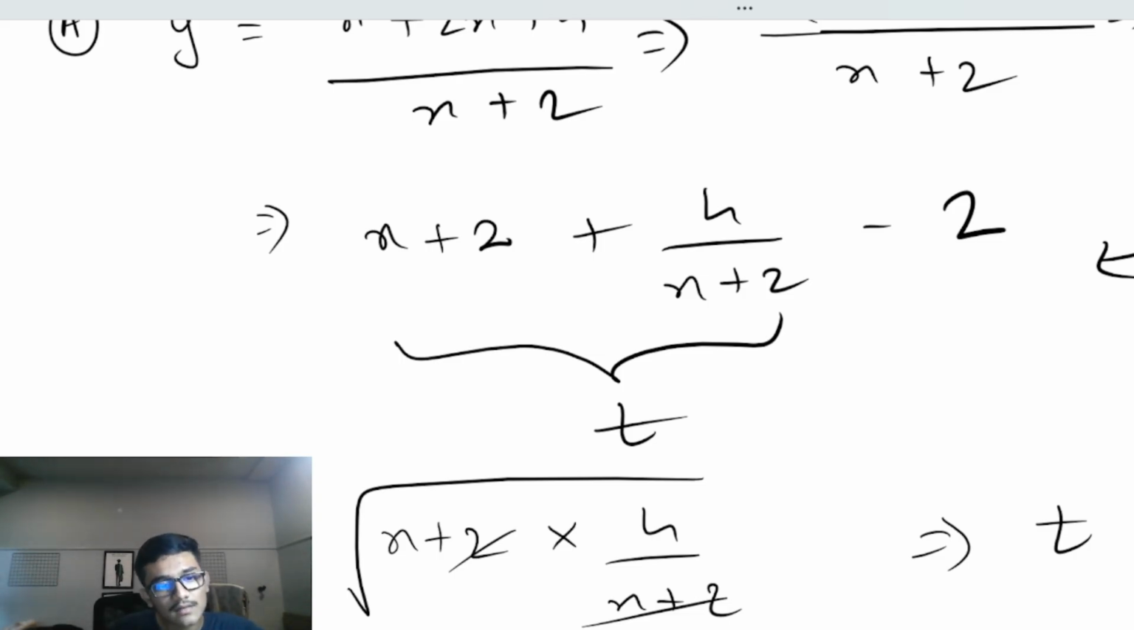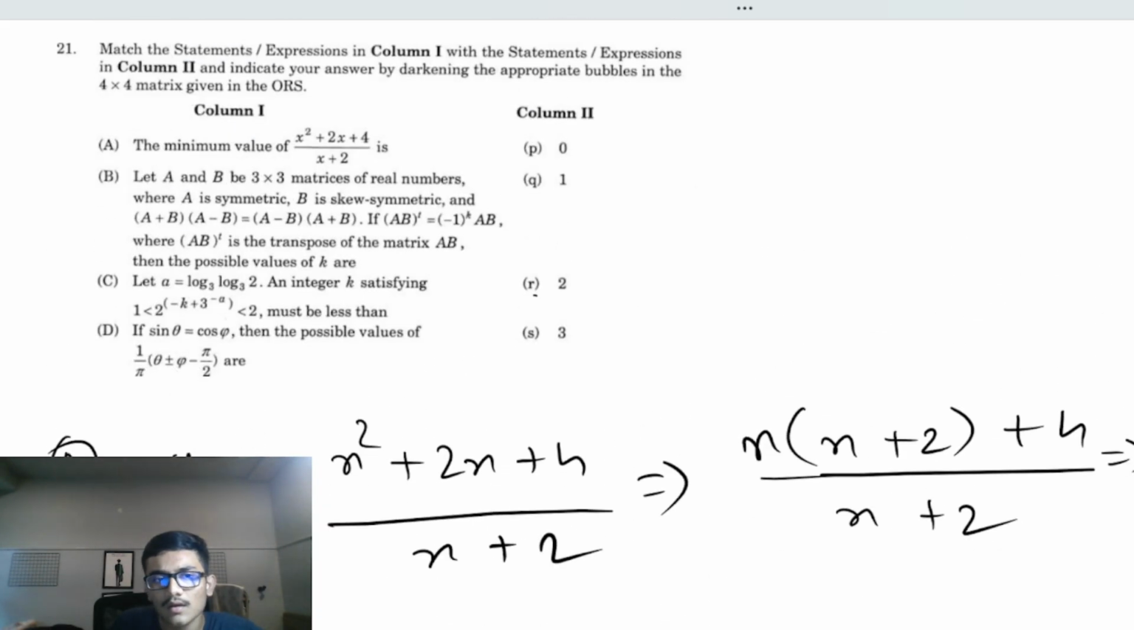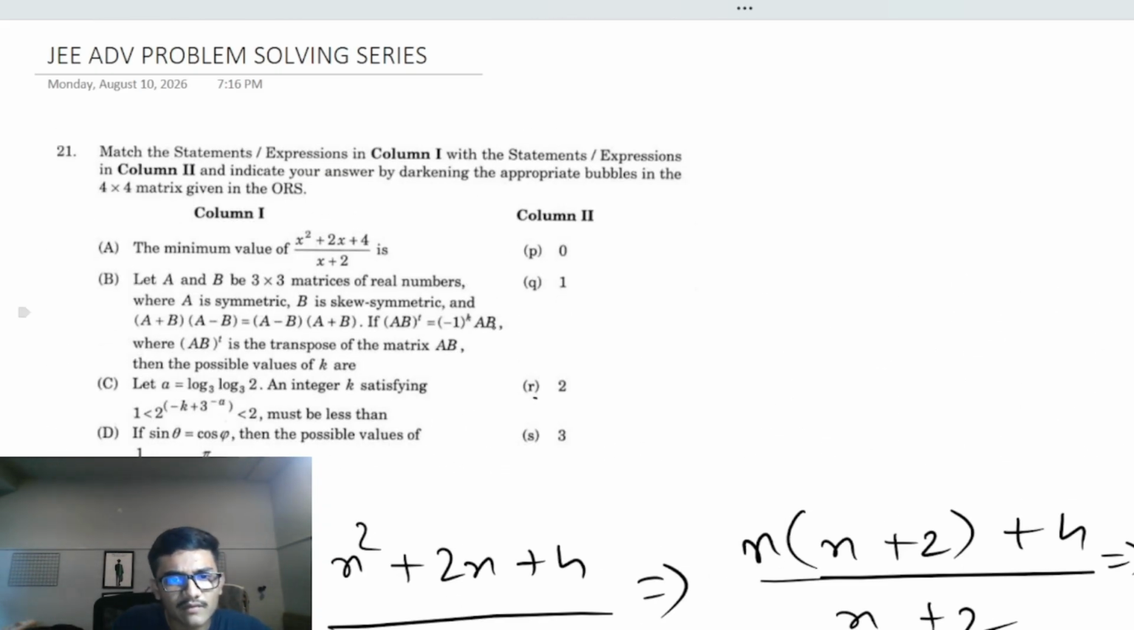Now I can say that the minimum value of y is how much? 4 minus 2, which is nothing but 2. So answer for A will be R.